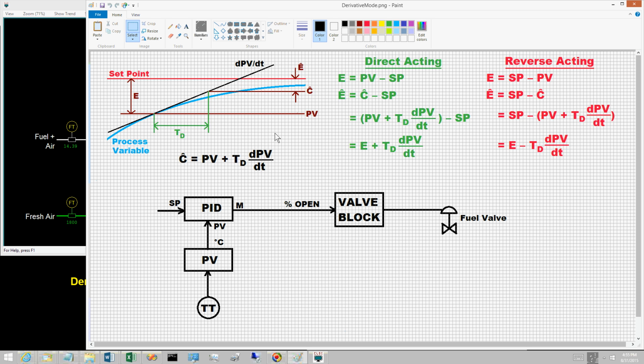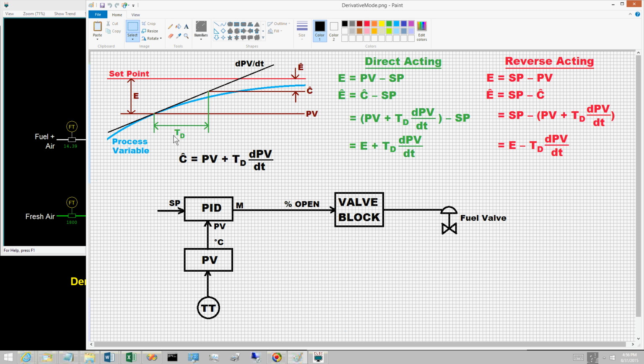Suppose the PV is moving away from the set point. The projected control error E hat would be greater than the control error E. Basing the control actions on the projected control error E hat makes the controller more aggressive. The value of the derivative time tells the controller how far into the future to project the current rate of change. The terms long and short are also associated with the derivative time. But unlike the reset time, the contribution of the derivative mode increases with the derivative time.